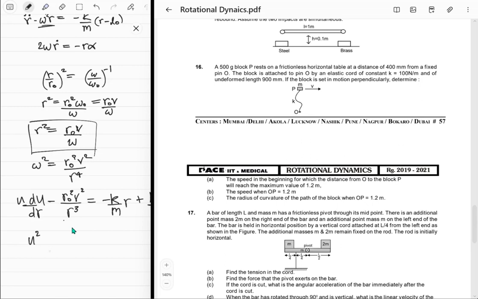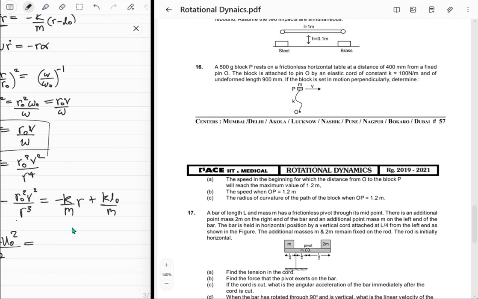So u squared upon 2, and it goes from what to what? Initially it's going to be v cosine of whatever. Just call it u naught squared. U naught squared upon 2 is equal to the integration of all that stuff. R power negative 3, the integral of that is going to be r naught squared b squared upon negative 2. So it's negative r naught squared b squared upon 2, and then you have r power negative 2, going from something to something else.